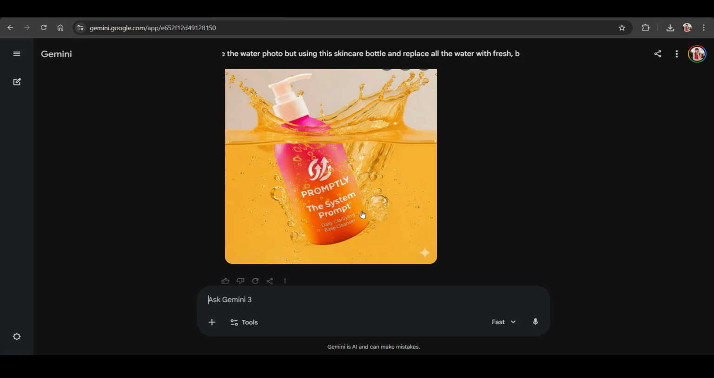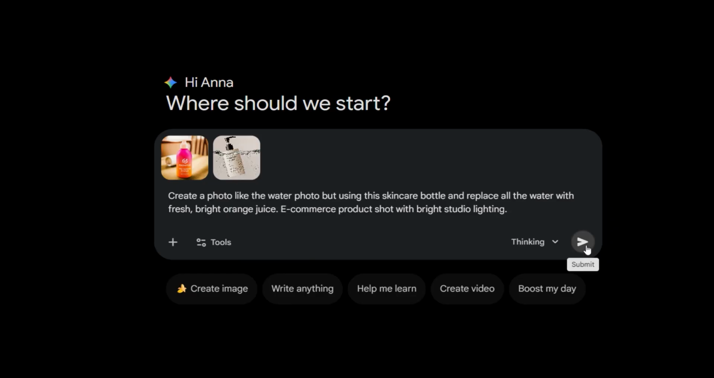Now let's make some changes. First of all, I will add this phrase into the prompt. Phrases like e-commerce product shot, bright studio lighting, or pure white background are the pro secrets that make an image look like a real commercial rather than an AI experiment. Let's also switch to thinking mode here.